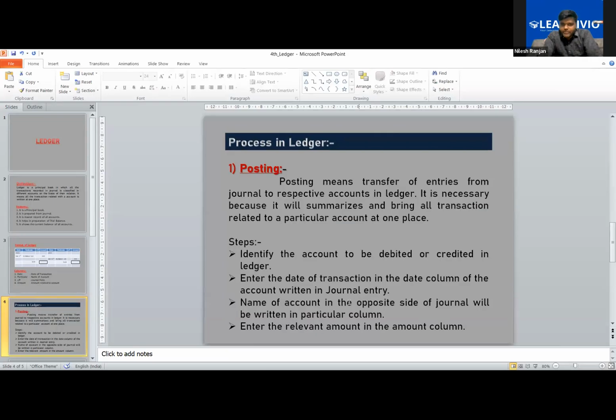The next step is to enter the date of the transaction in the date column of the account written in the journal entry. The name of the account on the opposite side of the journal will be written in the particular column. That is the important part. Always you have to remember this. So we can combine the first step and the third step in the explanation, then you'll understand.